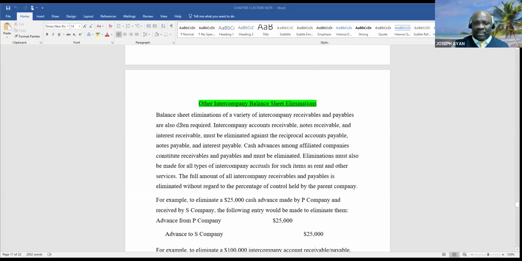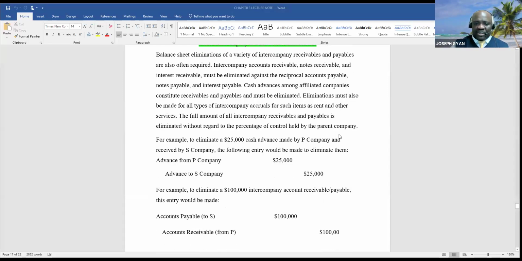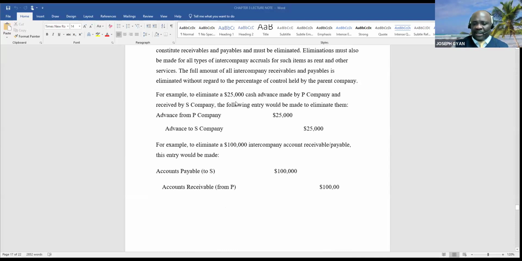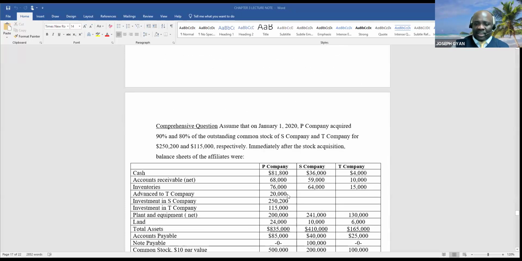If you look at the balance sheet elimination of intercompany receivable and payable, we have to eliminate it. In the example, to eliminate the 25,000 cash that is made by P company and received by the S company, we debit the advance from the P company and credit the advance to the S company. To eliminate the 100,000 intercompany account receivable against the account payable, we debit the account payable. I did explain why we have to debit it, and I gave an example of carrying the account receivable to eliminate the intercompany account receivable.